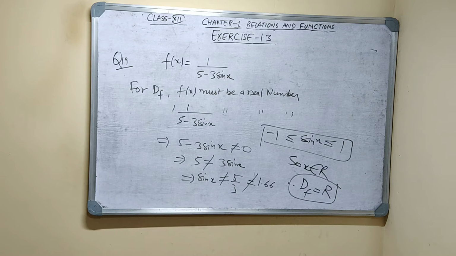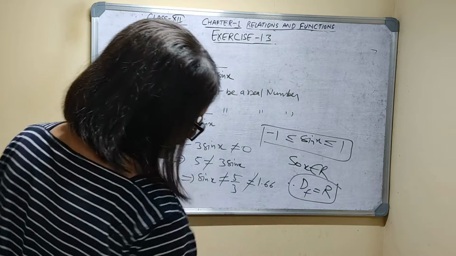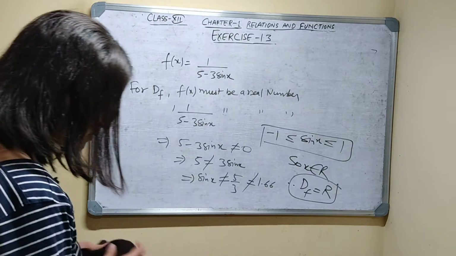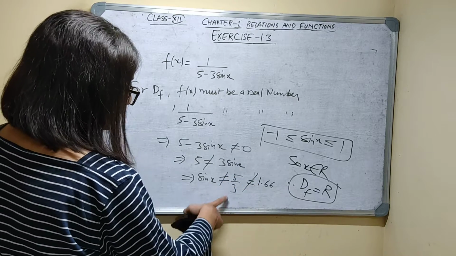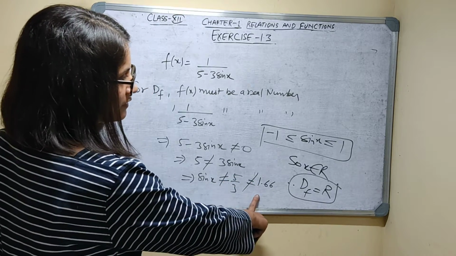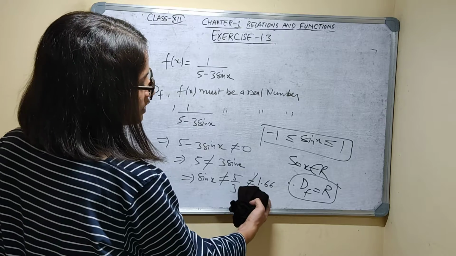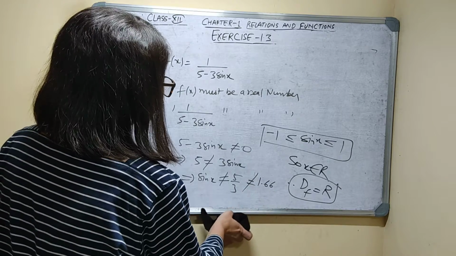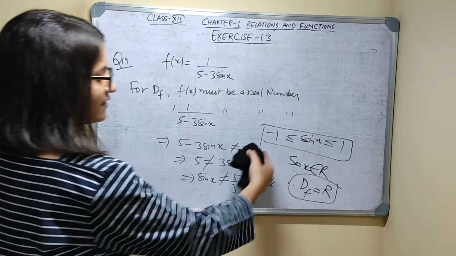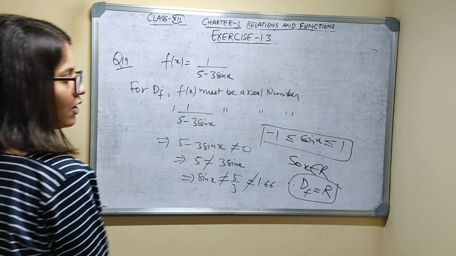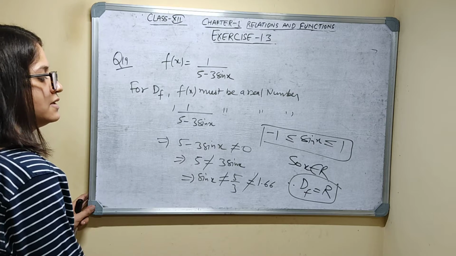The domain of f is all real numbers. Sin x is not equal to 5/3, which means sin x is not equal to 1.66. We know that sin x is not equal to 1.66, and this is true, since the range of sin x is −1 to 1. So the domain of f is all real numbers. Is it clear?